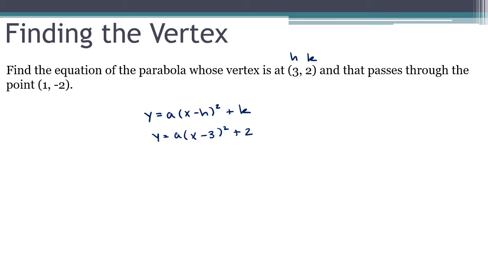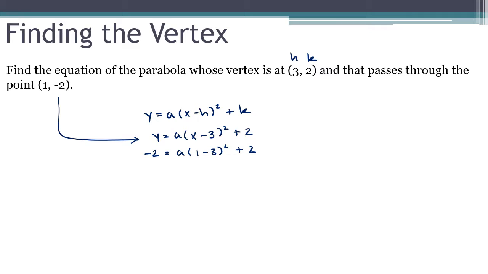And there we are. Awesome. That's like 2/3 done, and all we've done is a little substitution. We do, however, still have to find that a. And finding that a is going to be just a matter of dropping those coordinates into the equation. If I do that, I'm going to put -2 in here for y: -2 equals a(1 minus 3) squared plus 2.